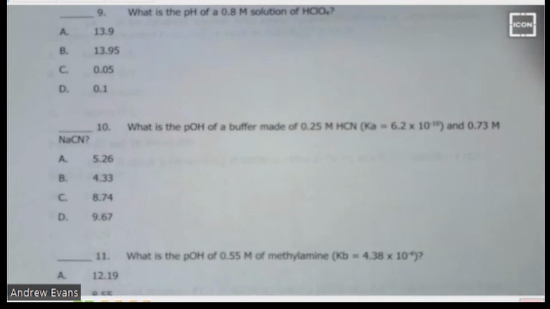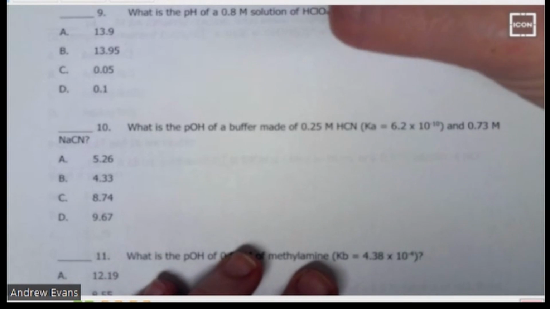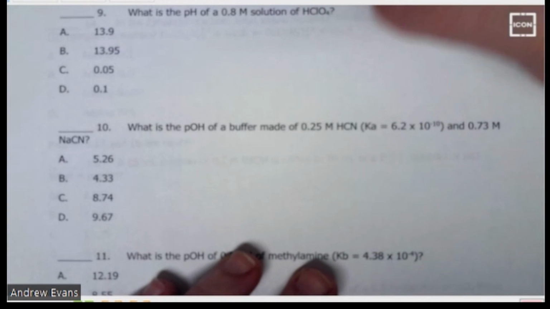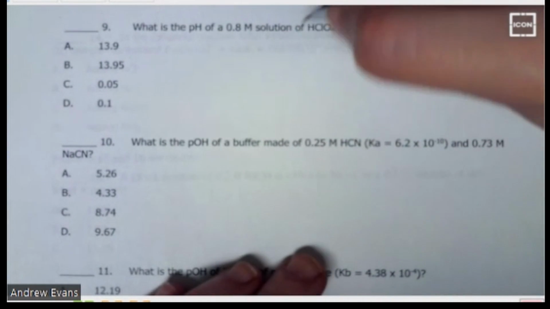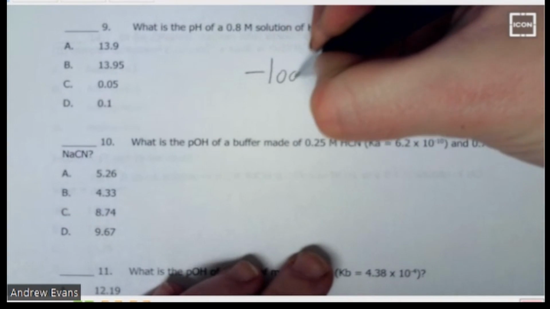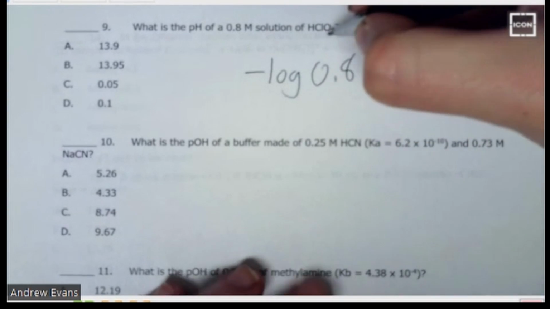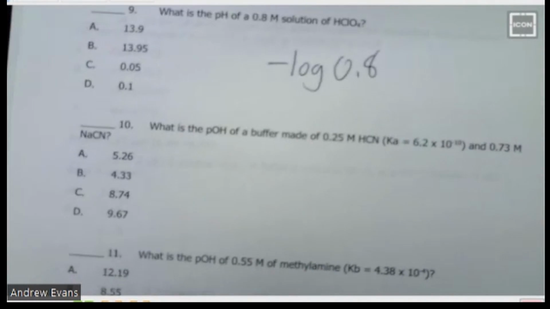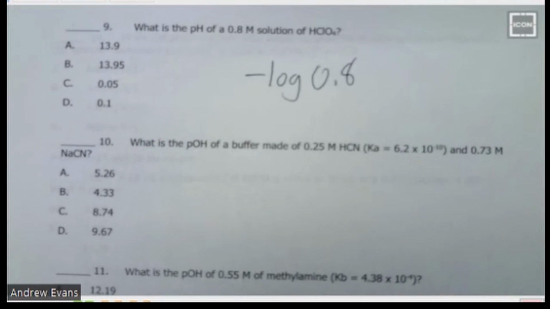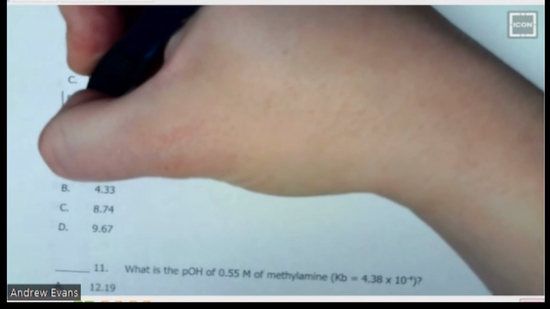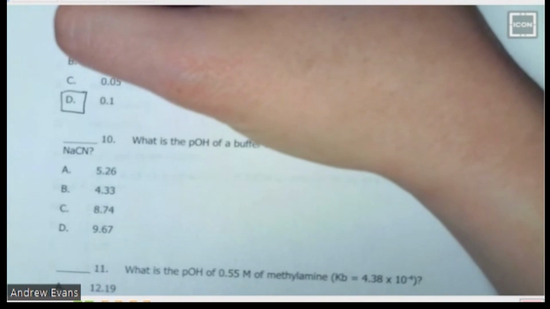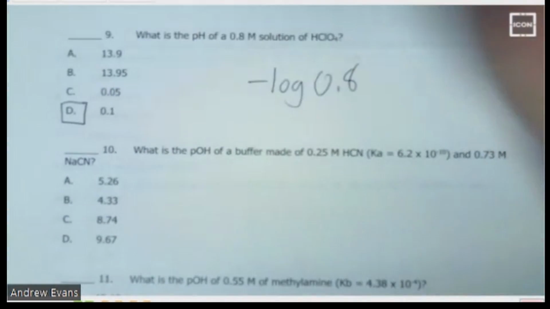Number 9. What is the pH of 0.8 molar perchlorate? No Ka, so it must be strong acid. So pH is the negative log of 0.8. The negative log of 0.8 is 0.096, which rounds to 0.1. That's 0.1. So D.